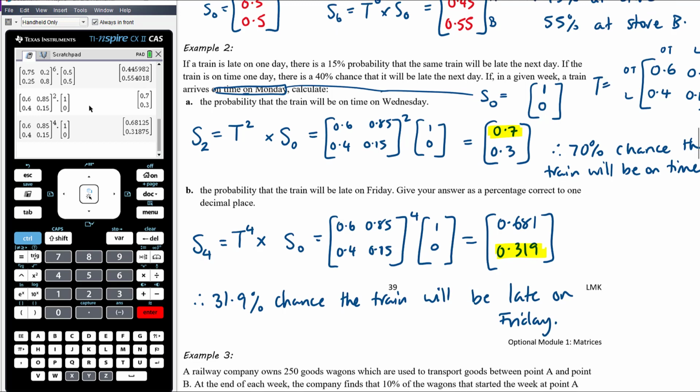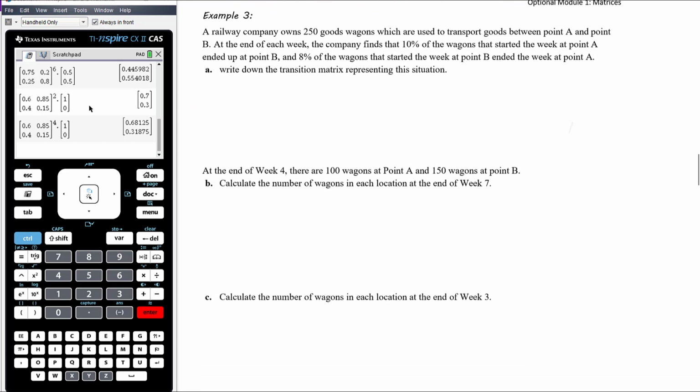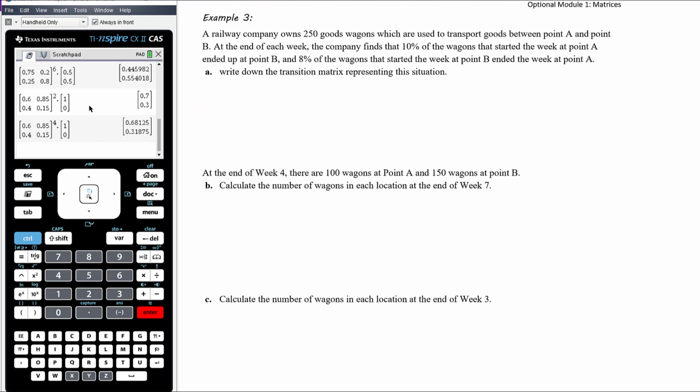Okay? Alright, example 3. A railway company owns 250 goods wagons which are used to transport goods between point A and point B. At the end of each week, the company finds that 10% of the wagons that started the week at point A ended up at point B, and 8% of the wagons that started the week at point B ended the week at point A. Write down a transition matrix.